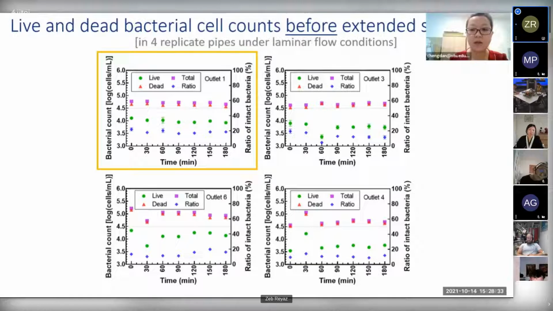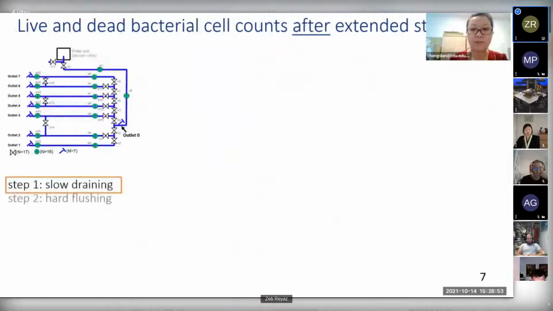As we can see here, the 4 panels refer to the biomass condition of 4 different pipe sections, 1, 3, 4, and 6, under laminar flow conditions before extended stagnation. The log value of TCC ranges around 4.6 to 4.7, and the ratio of intact cells remained less than 20% during the 3-hour sampling time.